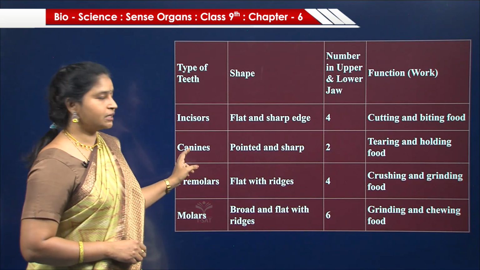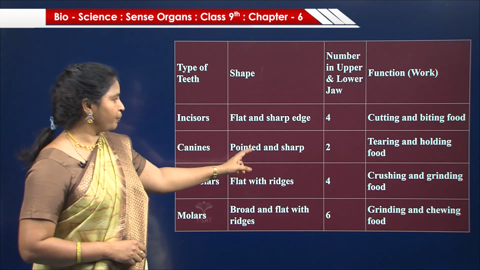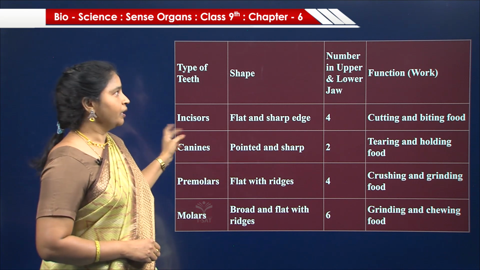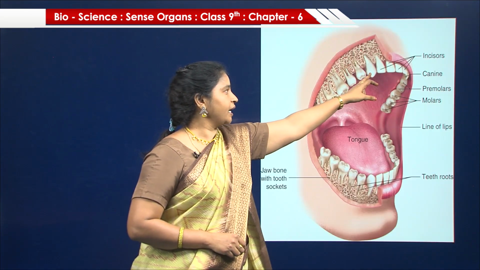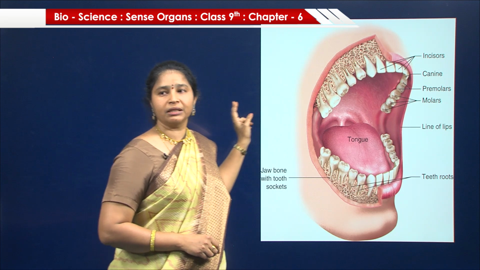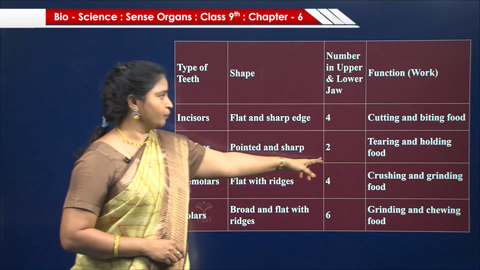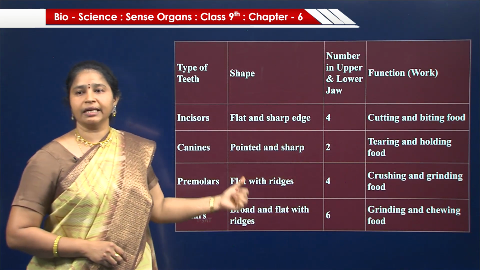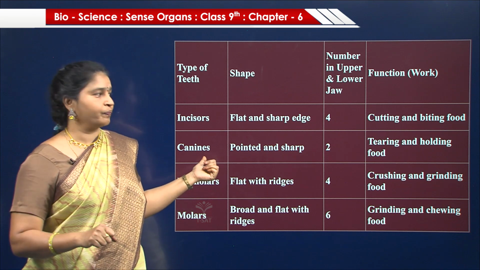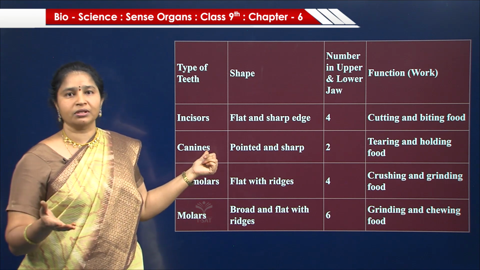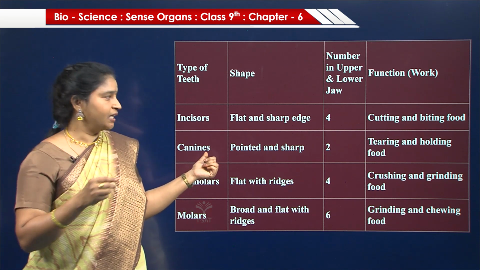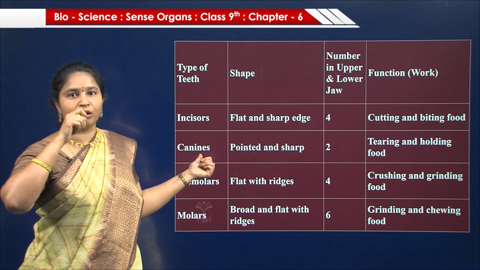The second one is canines. Canines are pointed and sharp. Here you can see the canine. How many are there in the upper jaw? 2, and in the lower jaw 2. What is the use of these canines? They are useful for tearing food. If we see carnivores like tiger and lion, these canines are very sharp and long.